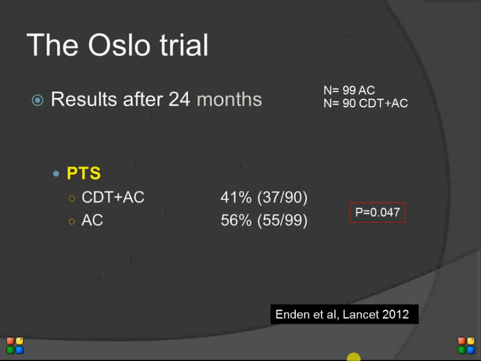Just a few words about the Oslo trial. We now have results of 2 groups, one group with anticoagulation alone and one group with catheter-directed thrombolysis and anticoagulation. And you can see after 2 years we have a difference, but not a very big difference between the 2 groups in respect to occurrence of PTS, but a significant difference.